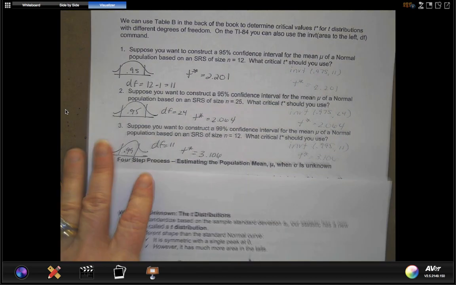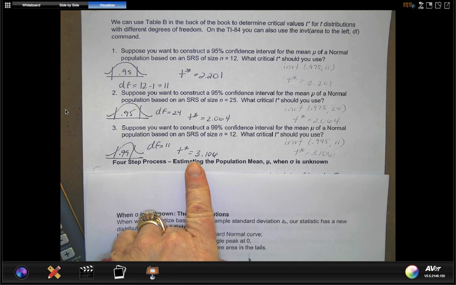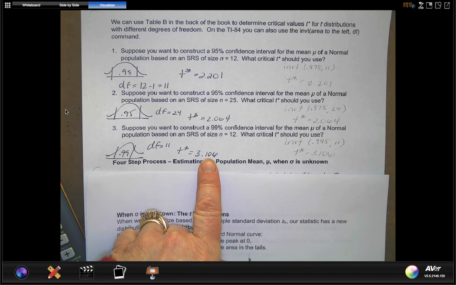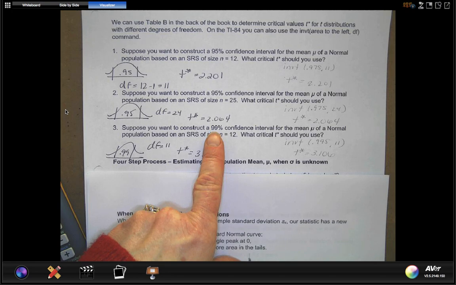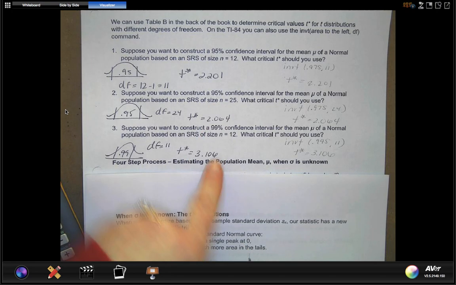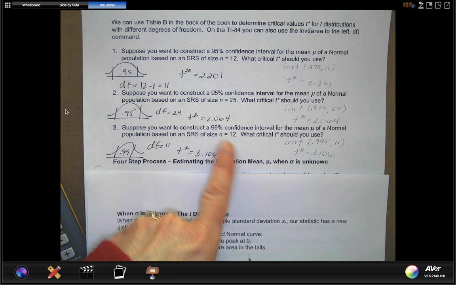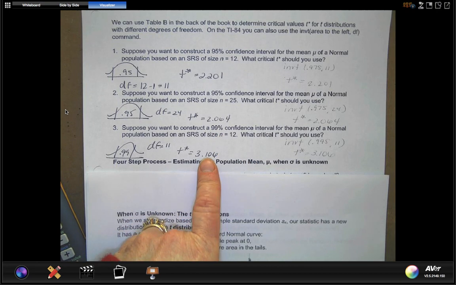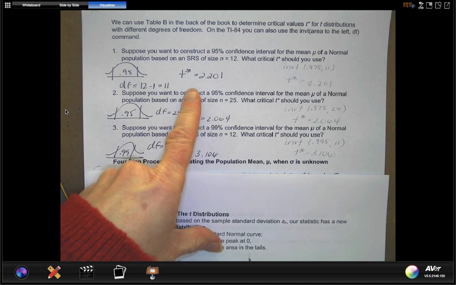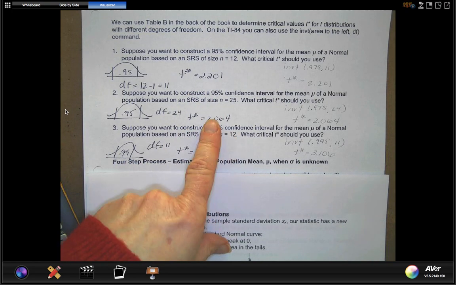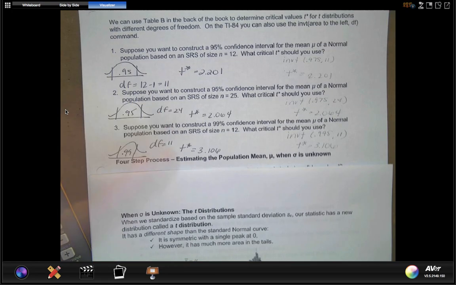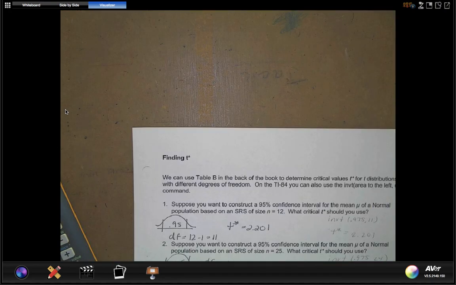You should get 2.064 for the one and 3.106. Again, if you notice here, 99% from your Z distribution would be 2.576. So kind of off still. 95% is 1.96. Close, but still off a little bit. Okay? All right.